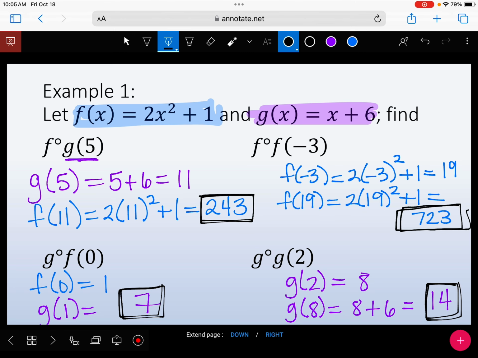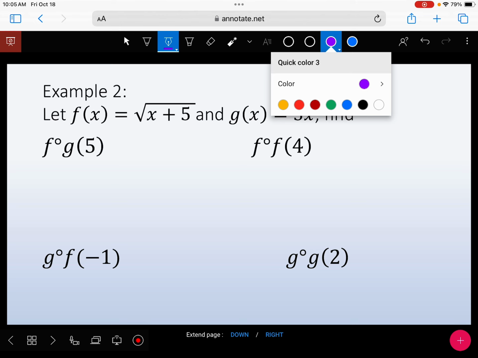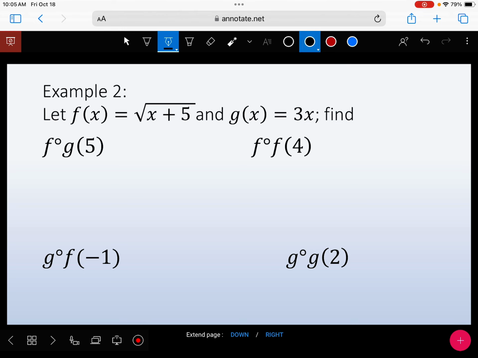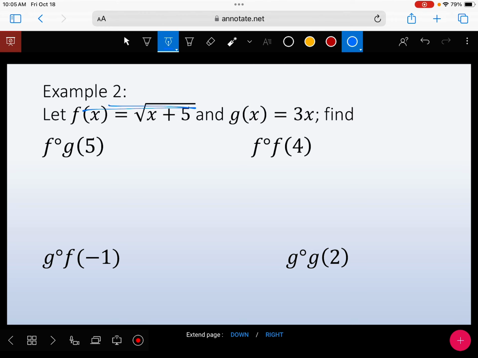So let's do this again, and this time we're going to use two different functions. Again, feel free to pause the video so you can copy down example 2. So this time I have f of x, which is the square root of x plus 5, and I have g of x, which equals 3 times x.